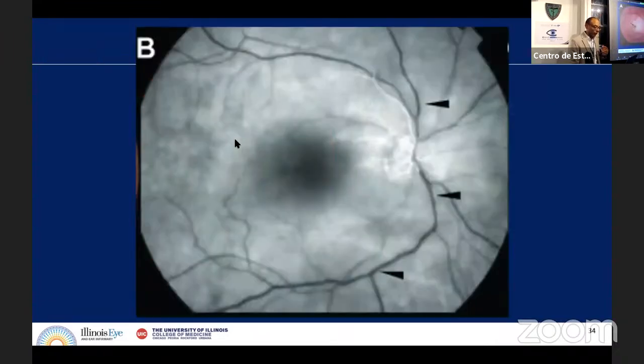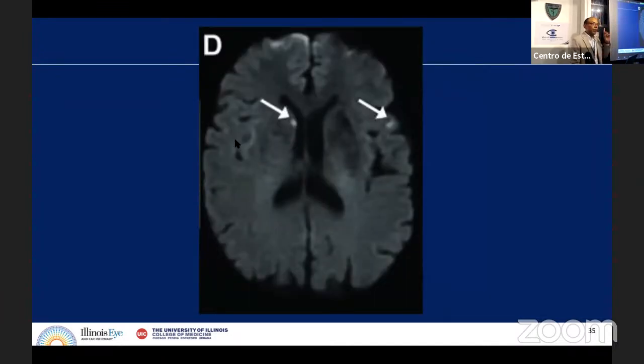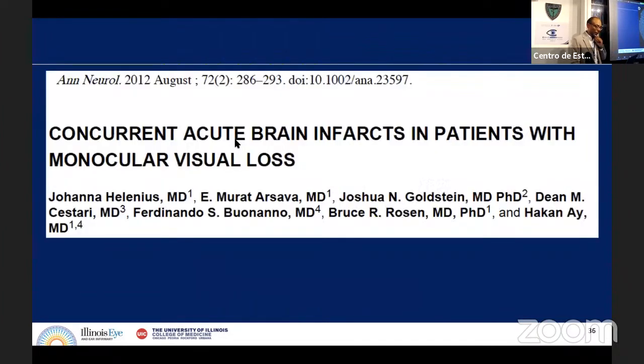This is a normal one on the other side. Fluorescein angiogram showing some perfusion. This is the MRI of this patient, showing multiple areas of diffusion restriction. This was done within just a few days of the CRAO. This patient had a stroke in the eye and has evidence of an acute stroke in the brain. CRAO is a risk factor for brain stroke. That's the point I want to make.